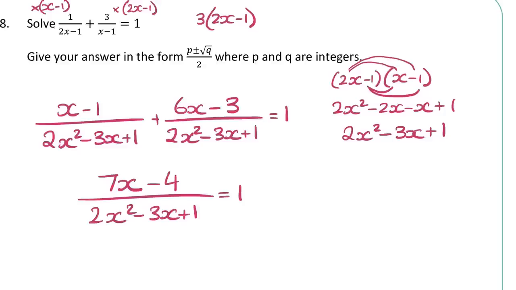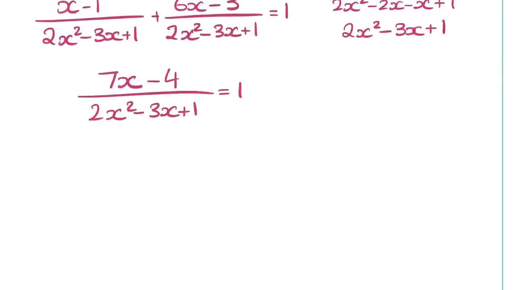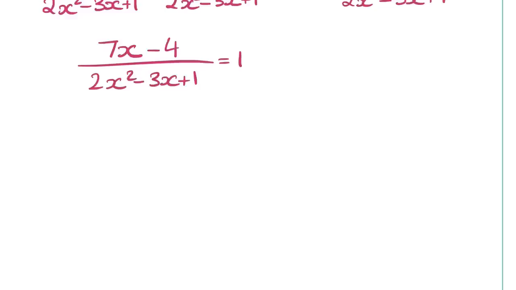And that's equal to 1. We need to move that denominator to the right-hand side. So we need to get rid of that so it's in a straight line. So we have 7x minus 4 is equal to 2x squared minus 3x plus 1. And now from here, we want to make that equal 0. And once it equals 0, we can put the pieces into the quadratic formula. And hopefully it simplifies relatively nicely down to the point of what we're looking for.